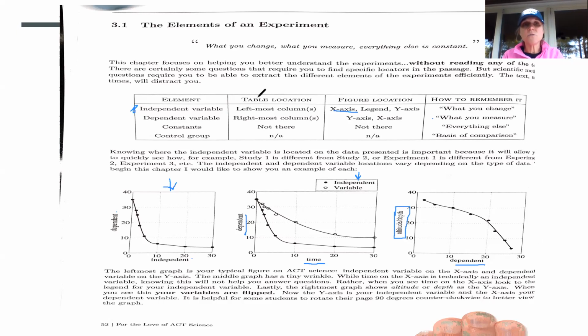Okay, so just to review, the independent variable is the thing that you are changing, that you can control and change, okay? And it's what impacts the dependent variable. The dependent variable is what you're measuring, the thing that is impacted by the independent variable. Your constant is the things that do not change, the things that are not mentioned or not there on your table or your graph, and then your control group is your basis of comparison.